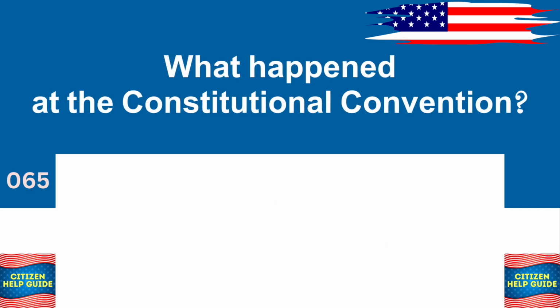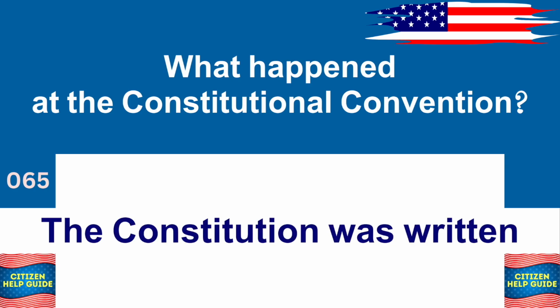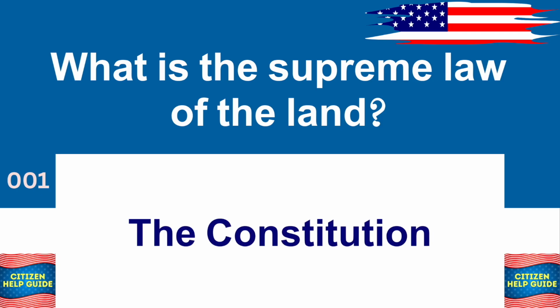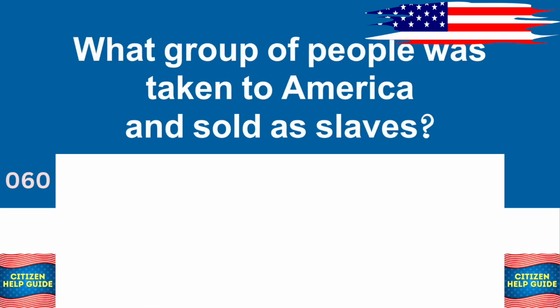What happened at the Constitutional Convention? The Constitution was written. What is the supreme law of the land? The Constitution. What group of people was taken to America and sold as slaves? Africans.